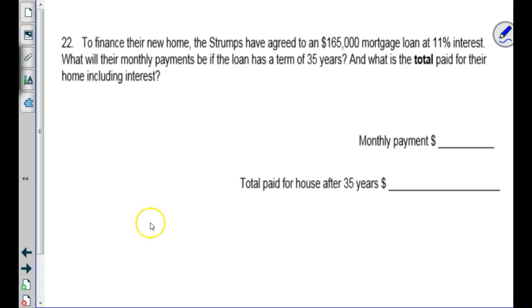All right. Last one. To finance their new home, the Strumps have agreed to a $165,000 mortgage at 11% interest. What will their monthly payment be if the loan has a term of 35 years? And what is the total paid for their home, including interest? Okay, so we kicked those Strumps out of the White House, and they could only afford a $165,000 mortgage. And they're so poor they can only finance it for 35 years. And because of the damage they've done to our country, it's at 11% interest.